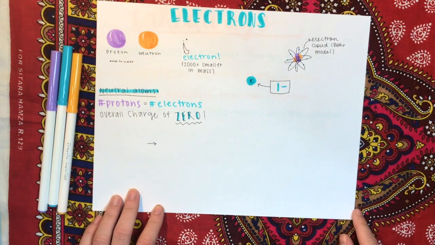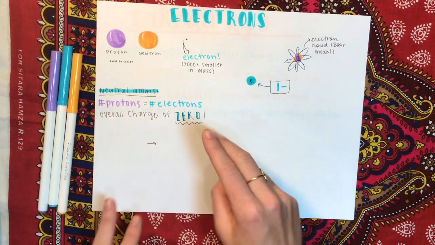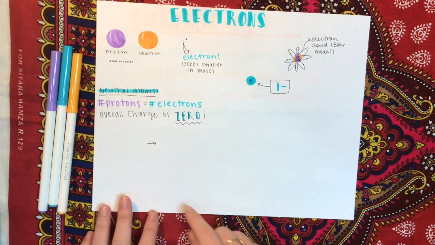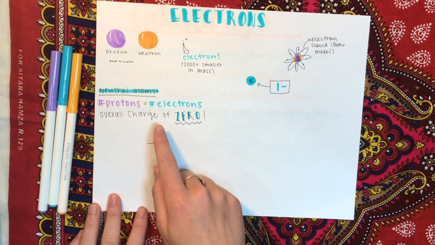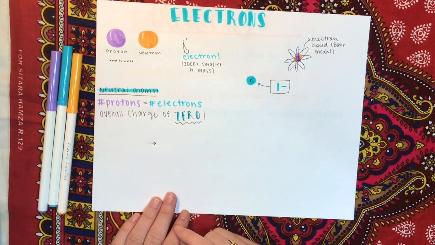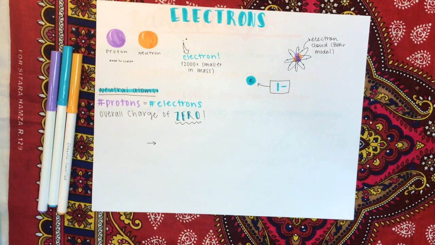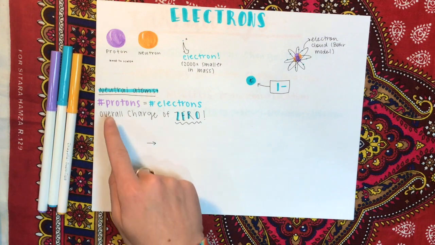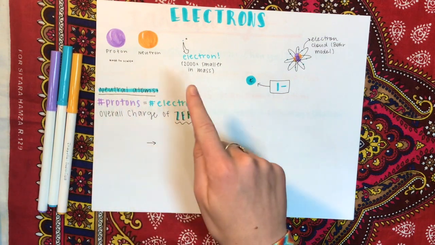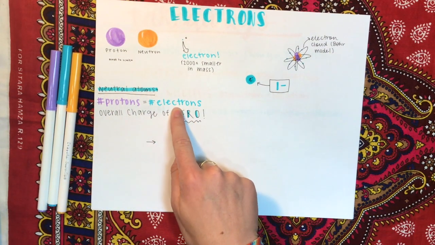In what we call a neutral atom, or an atom whose overall charge is 0, the number of protons is equal to the number of electrons. This makes sense because each proton holds a charge of 1 plus, and each electron holds a charge of 1 minus, and neutrons lack charge. So, if an atom has an overall charge of 0, the number of 1 pluses, or protons, must cancel out the number of 1 minuses, electrons.